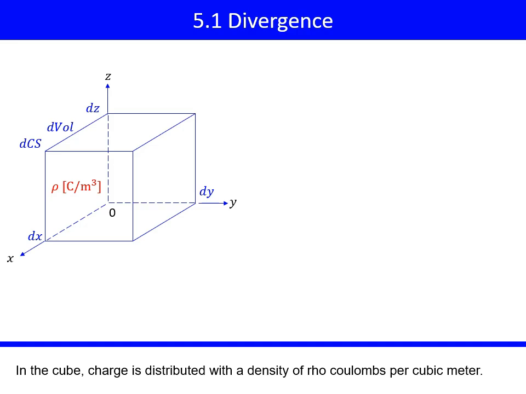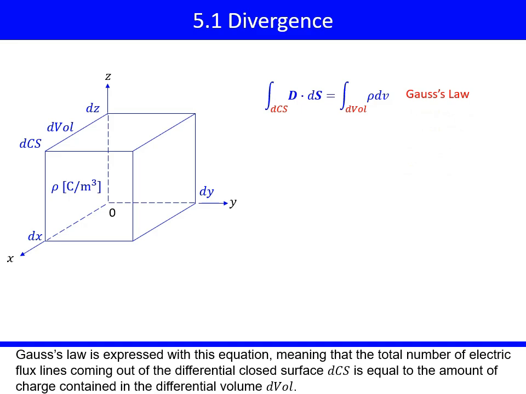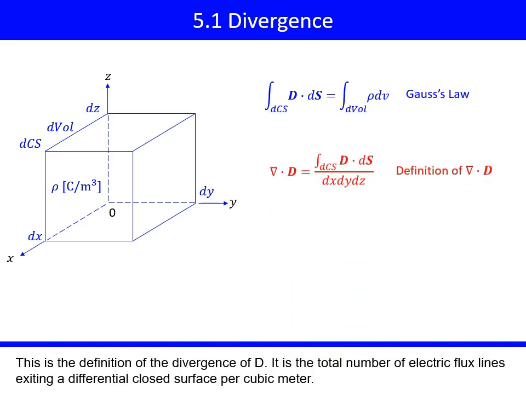In the cube, charge is distributed with a density of ρ coulombs per cubic meter. Gauss's law is expressed with this equation, meaning that the total number of electric flux lines coming out of the differential closed surface dCs, is equal to the amount of charge contained in the differential volume dVOL. This is the definition of divergence of D. It is the total number of electric flux lines exiting a differential closed surface per cubic meter.